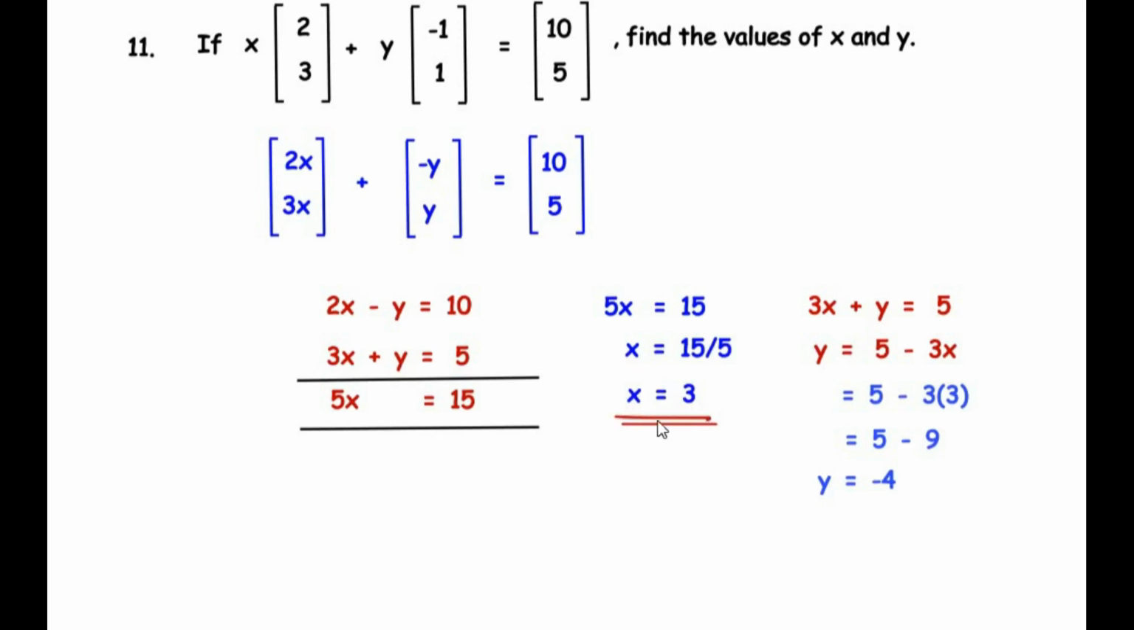Now once we have got the value of x, let us find out the value of y. Here I have taken the second equation to find out the value of y. So y is equal to 3x goes on the other side of the equal to sign, giving us 5 minus 3x. So 5 minus 3 times, now x value is 3, so we get 3 times 3. So 5 minus 9 gives us the value of y as negative 4. So these are the values of x and y. Now let us move on to the 12th question.